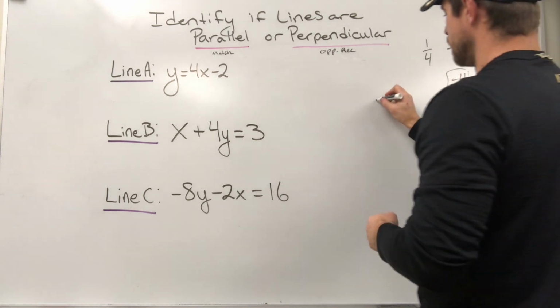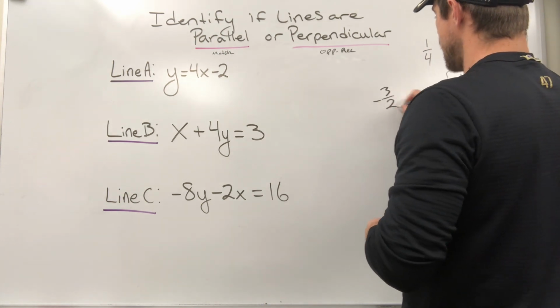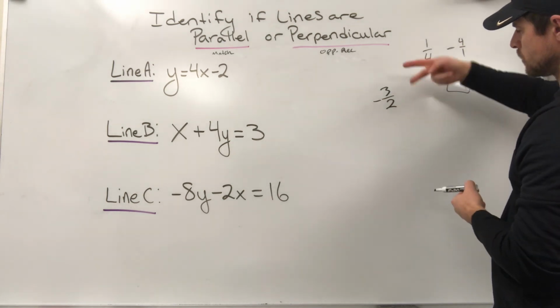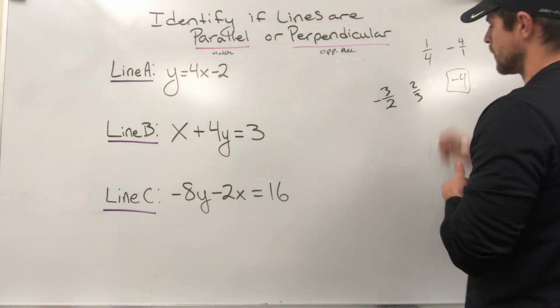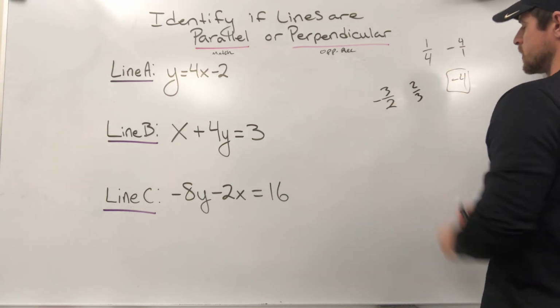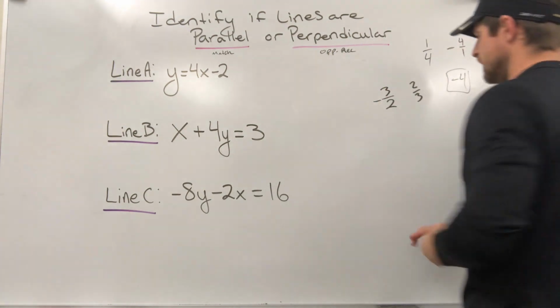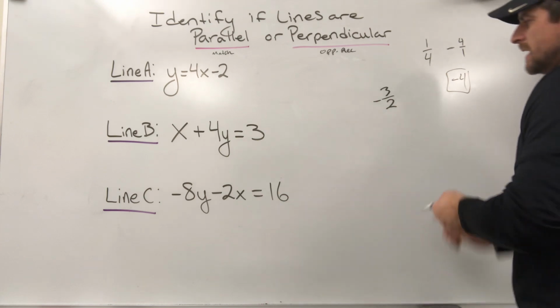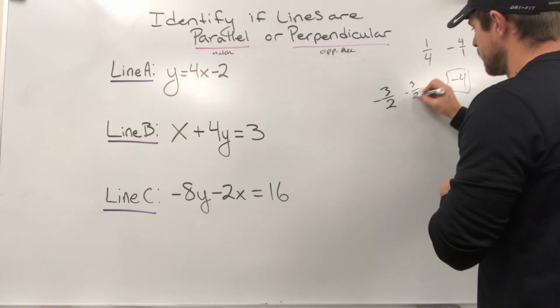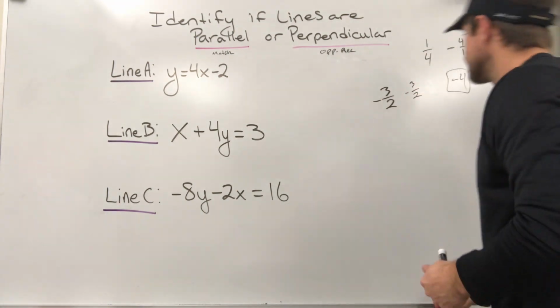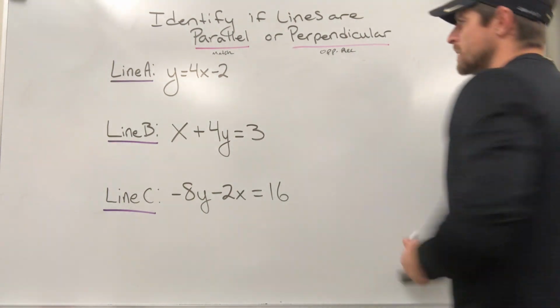Here's one more example. If the slope was -3/2, the opposite reciprocal would have to be positive, and then you would flip those two numbers to make it 2/3. Opposite reciprocal slopes make perpendicular lines. If they were the exact same slope, -3/2 and -3/2, those would be parallel lines. Okay, now that we understand that, let's break this down and work these problems out.